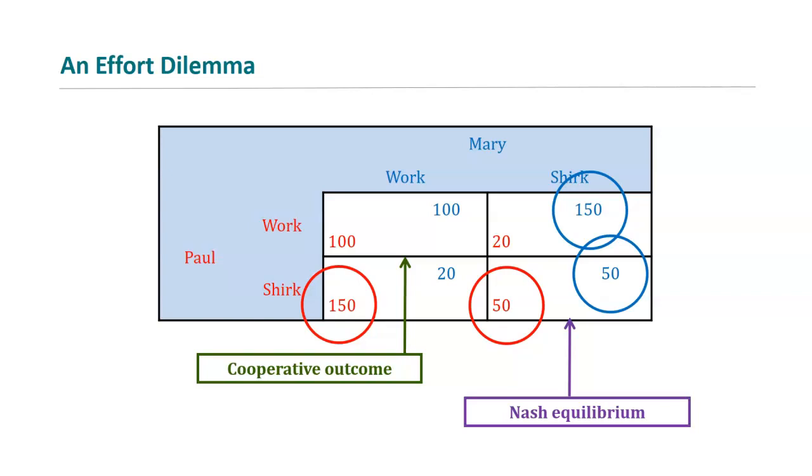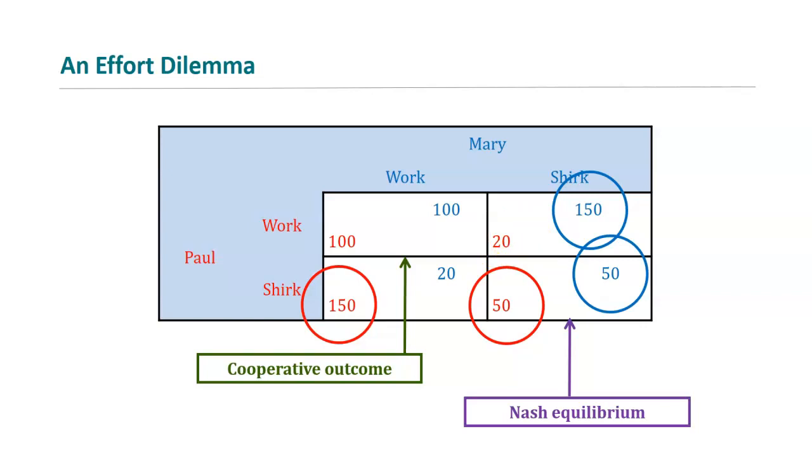This is, again, one of those scenarios like we talked about in the last video where you may actually see people working hard even if they know that their partner may not work hard. One is because maybe their preferences aren't exactly like we see in this example. Maybe Paul wouldn't actually be that mad about Mary not working. He just wants the good grade, and so maybe this number wouldn't be 20 for him. So that's one thing that could change the outcome here.